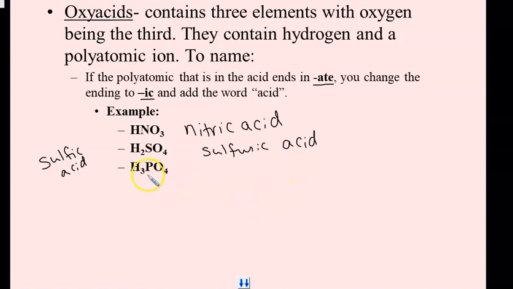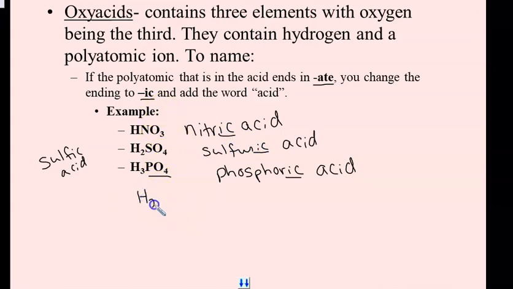Alright, same thing going on here. Sulfur and phosphor are kind of weird. This is phosphate, and so they thought phosphoric acid sounds weird. So this is actually called phosphoric acid. So notice they're all ic. They were originally an ATE polyatomic.